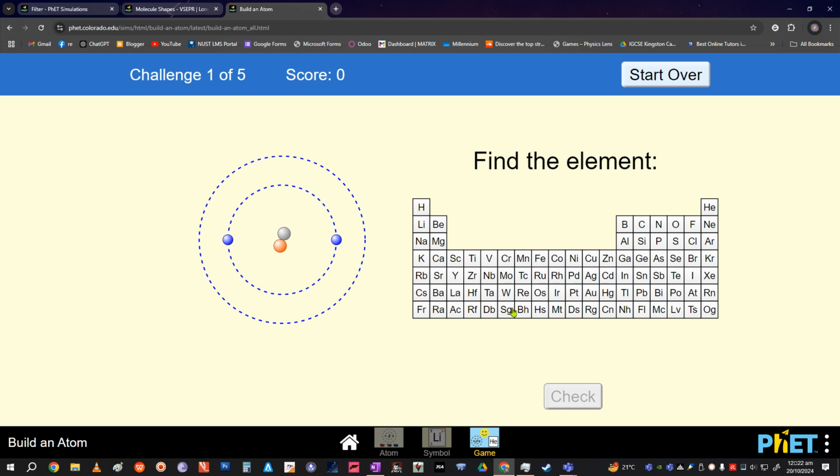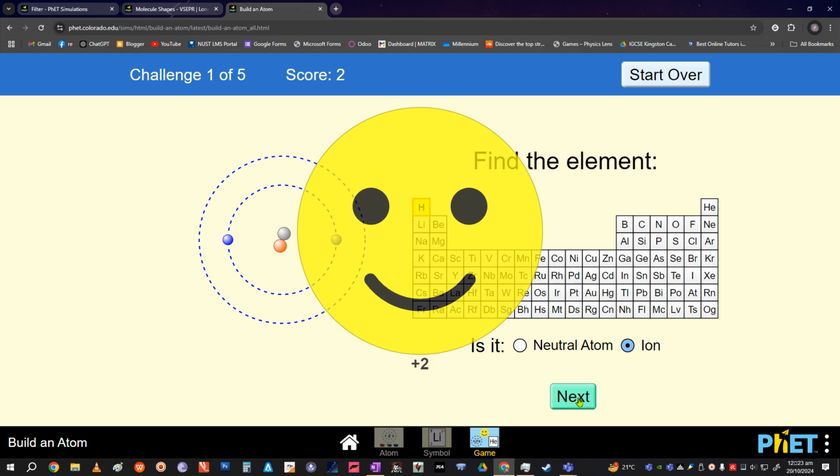Quick. Oh, come on, it's got one proton. You're right, because there is one proton in there. So that's going to be hydrogen. Is the atom neutral? Yes, very good. It's got 2 electrons but 1 proton, so it's negatively charged. It's an ion. So check. That's correct. A smiley for you.